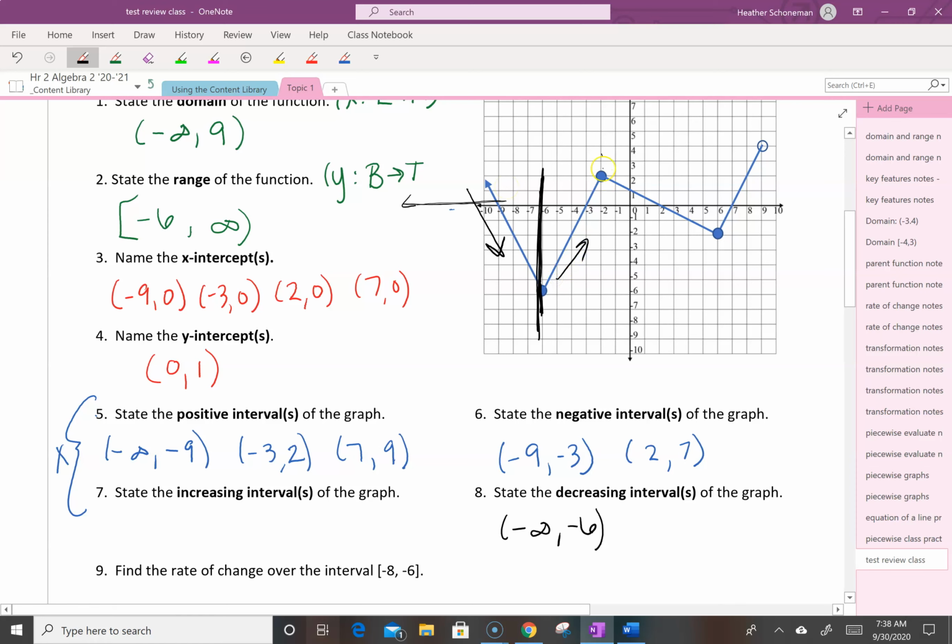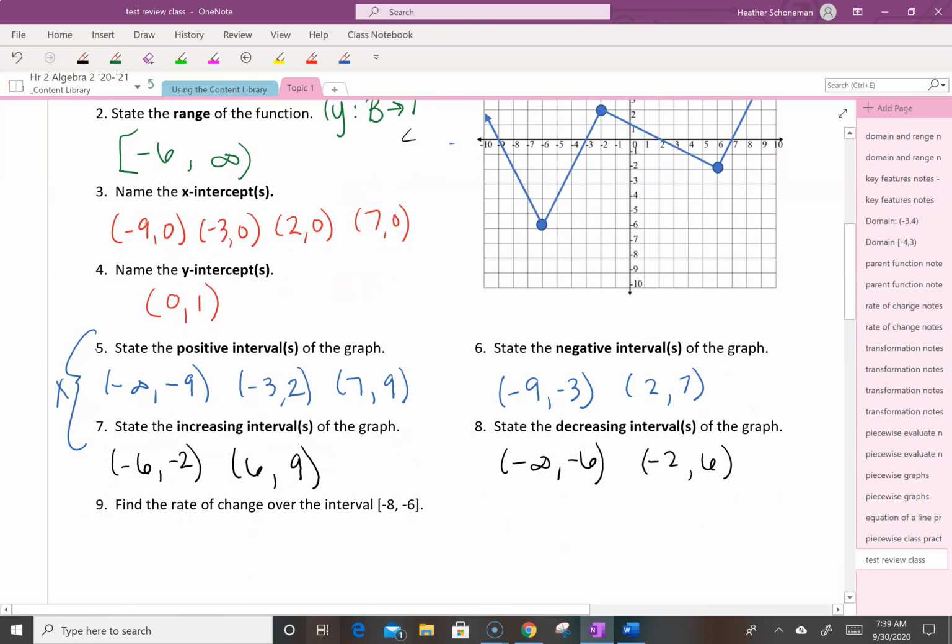The next one from left to right is going up, so the next region is from -6 to -2, and that is increasing. The next section is going down, and that is from -2 to 6. Again, not where it crosses the x-axis, but where it changes directions. And you read everything off the x. And over here, I go left to right. It starts increasing at 6. It ends at 9. For increasing and decreasing, you will never have brackets. Positive and negative, every once in a while will have a bracket. The main time you're going to see brackets is for domain and range.